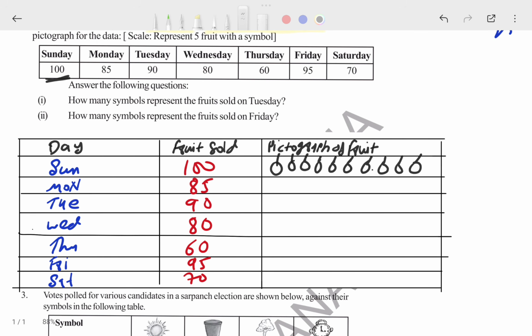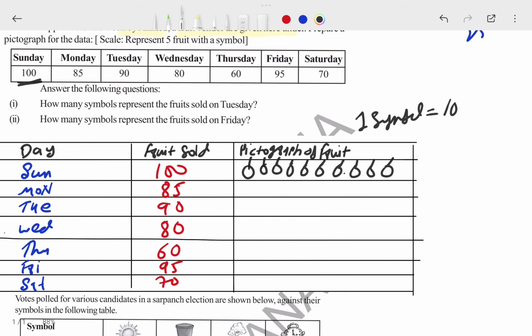So what can we do? We use a symbol. So I said one symbol is equal to 10 apples. This is one symbol, this symbol is equal to 10 apples. This is another 10, this is 10, this is 10. So how many symbols are created? 10 symbols are created. One symbol is equal to 10 apples, so 10 symbols mean 100, over.